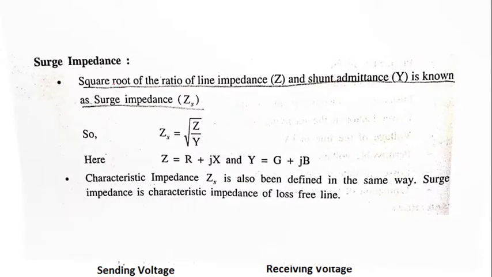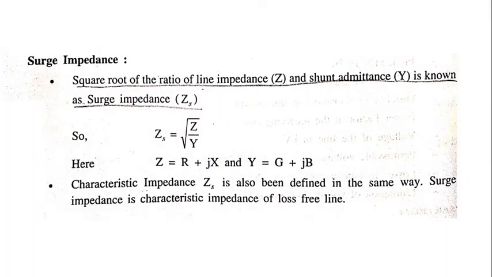Now we can also define surge impedance as the square root of the ratio of impedance by admittance, and we can write Zs is equal to the square root of Z by Y. Over here Z is equal to R plus jX and Y is equal to G plus jB. We can also write our surge impedance loading equation like that. The surge impedance loading is defined in the same way. Surge impedance is the characteristic impedance of a loss free line, which we already know.